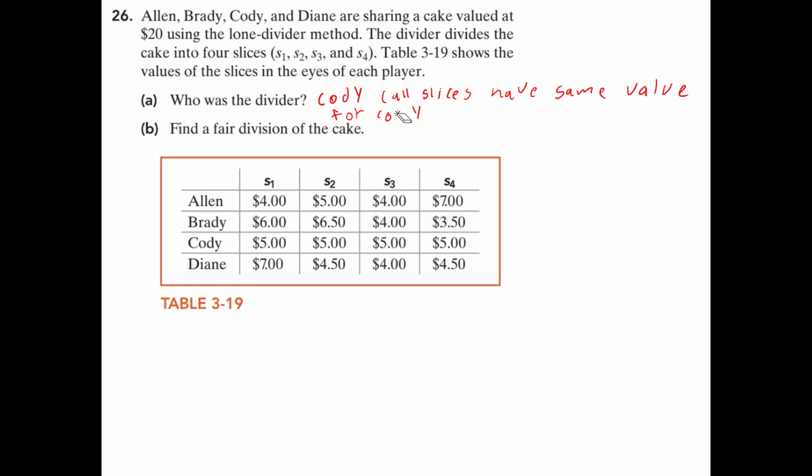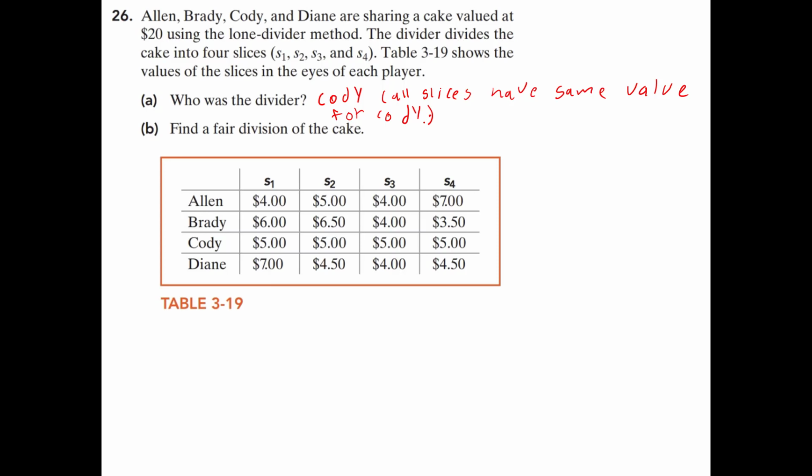Okay. He's the only one, right? Everybody else, the slices have different value. So if you just say Cody and all slices have same value for Cody, then that's good enough for me. But I do expect you to justify your answer so that you're not just guessing.